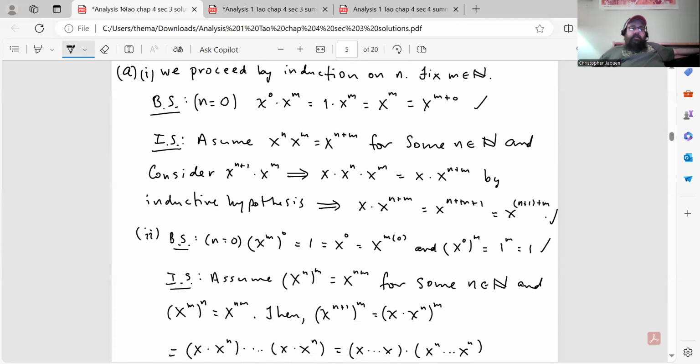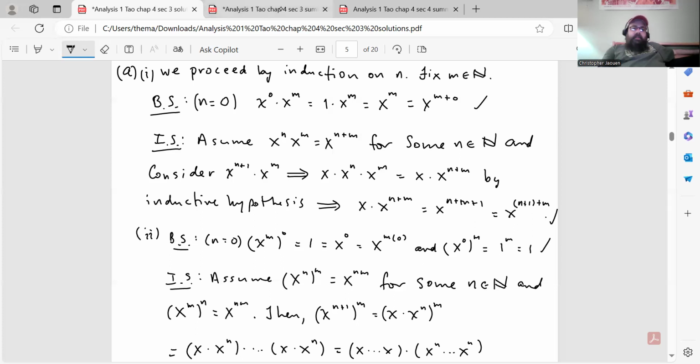Then we go to the inductive step. Assume that x to the n times x to the m is x to the n plus m for some natural number n, and consider x to the n plus 1 times x to the m. That's equal to x times x to the n times x to the m, which is x times x to the n plus m by inductive hypothesis, which means that x times x to the n plus m is equal to x to the n plus m plus 1, which is the same thing as x to the n plus 1 plus m. Therefore the property holds by mathematical induction.